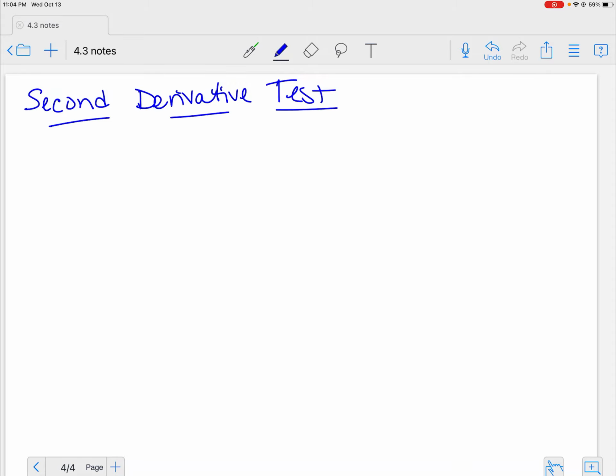All right, we can totally do a second derivative test. We can do a first derivative and we can do our second derivative test. So the second derivative test tells us concavity and inflection points.